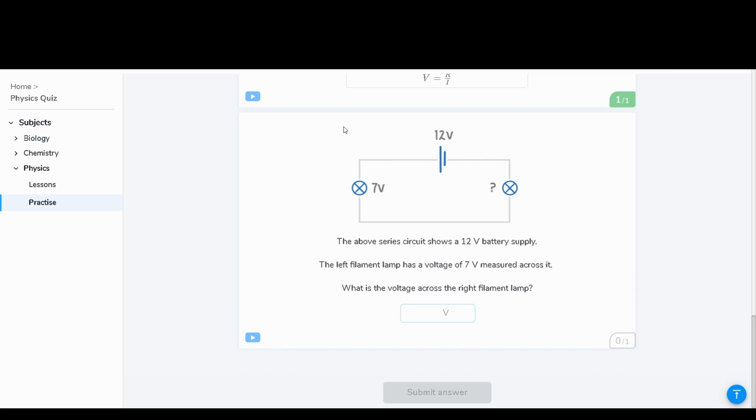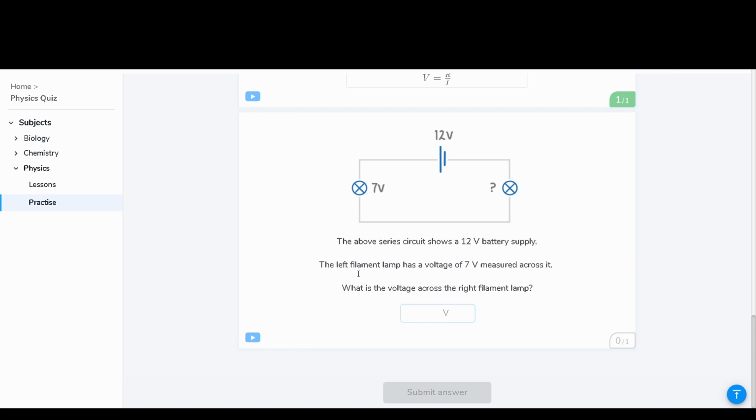The above series circuit shows a 12 volt battery. Now you have to tell me, is this a series circuit or a parallel circuit? So this is a series circuit. It looks like a parallel circuit, but it is a series circuit because there is only one loop, right?